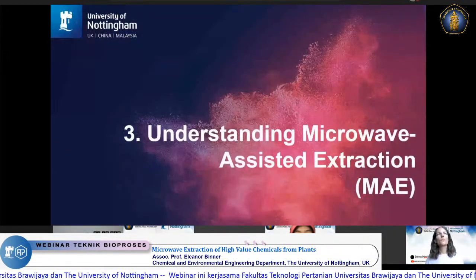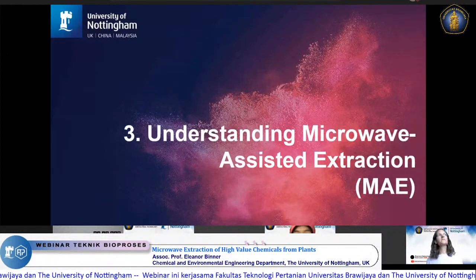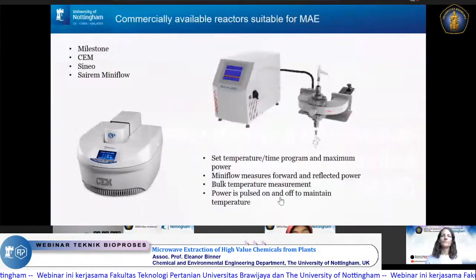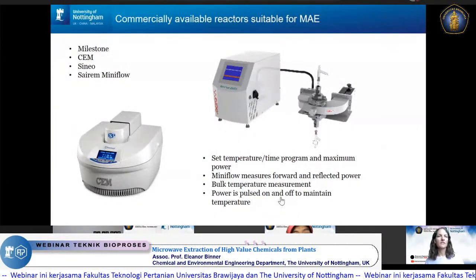So when I started looking at this area in 2014, that was my starting point, we decided to start doing some fundamental research to understand it. I'll just put a couple of slides in here before we talk about that.